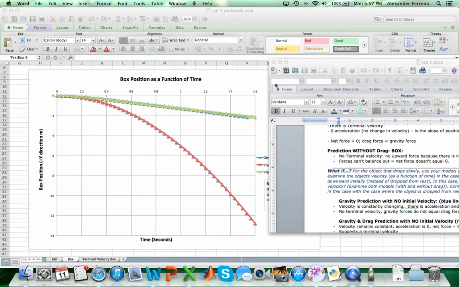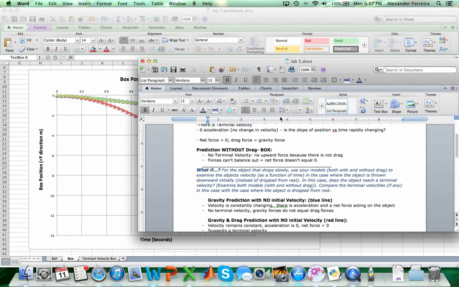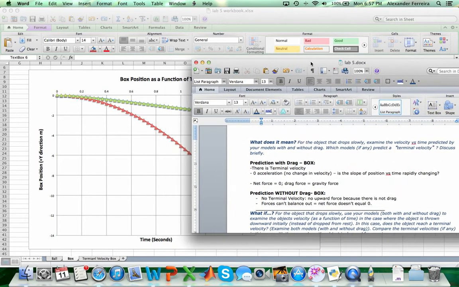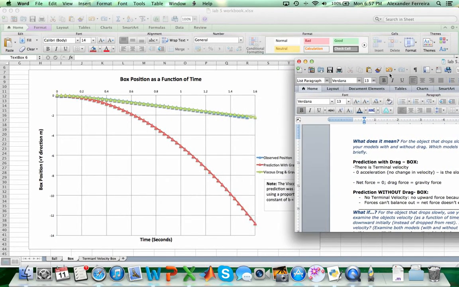So, going to answer the questions now. So prediction for my slow object. Which prediction would show terminal velocity? Prediction with drag or prediction without drag? So it's going to be the prediction with drag because that shows the constant velocity and zero acceleration, zero net force. So that's this green line or the blue line, which was the observed, and the observed, of course, obviously represented that drag force. And this red line, the one that did not incorporate drag, does not show terminal velocity.